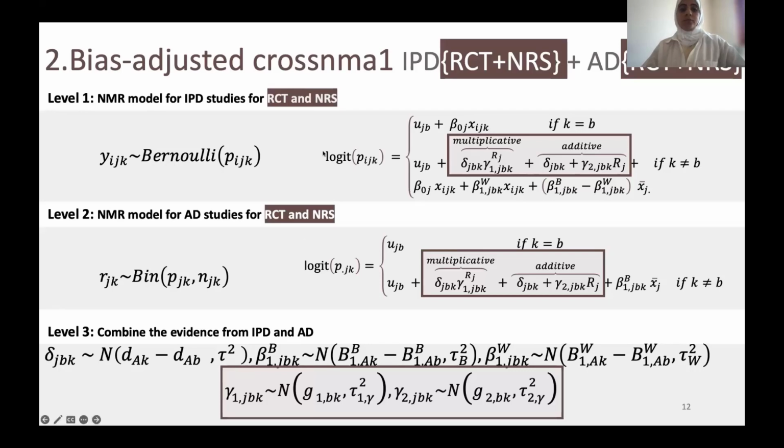We do the same for IPD and AD level data, and then we synthesize across the studies all parameters, including the bias effects parameter gamma, using the random effects model, or we can also use the common effects model.